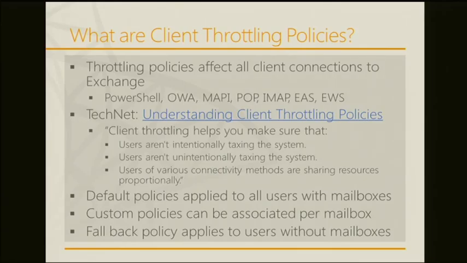It kind of boils down to protecting the infrastructure. Whether it's a malicious client, or just a client that's not interacting efficiently with Exchange for whatever reason, we have these client throttling policies in place to protect the health of the system. So one client behaving badly can cause another client to get throttled. One client behaving badly can cause itself to get throttled down. So it's all about maintaining the health of the system.